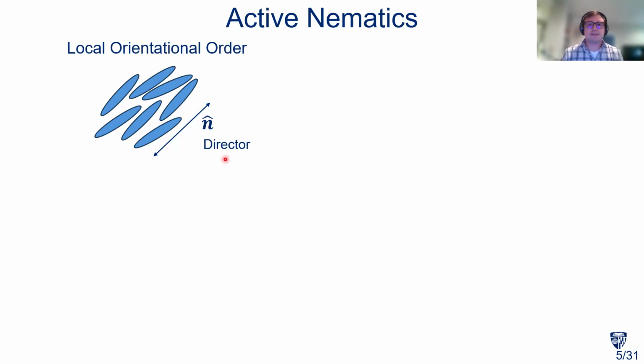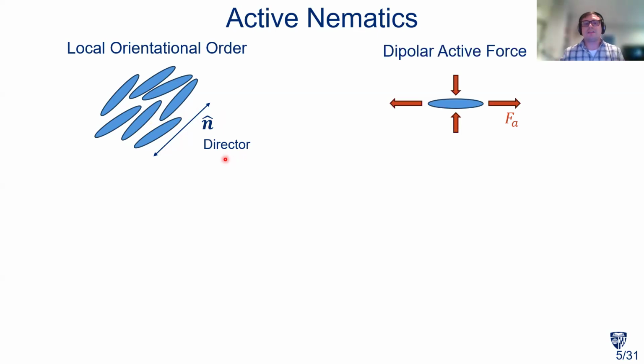The other component to an active nematic is a dipolar active force that each of these constituents exerts on its surroundings. So here I'm showing this force as pushing outward along its long axis. So this is an extensile active force. This is the type of active force I'm going to consider for this talk. It could also go the other way and be contractile.